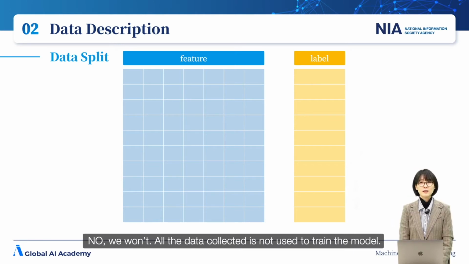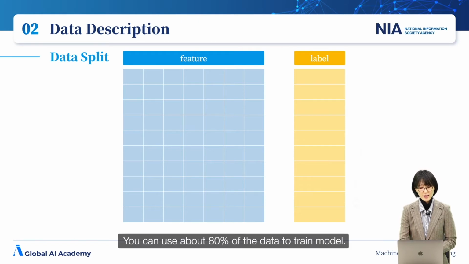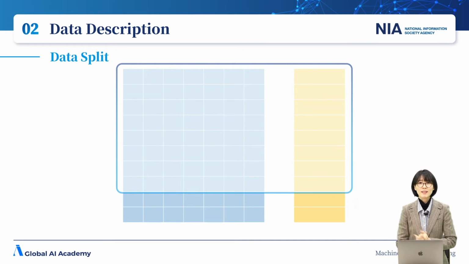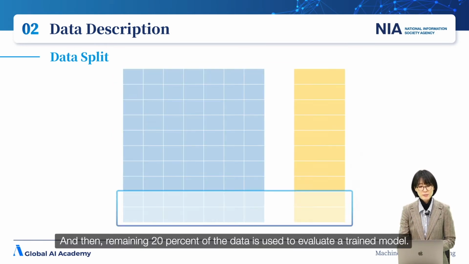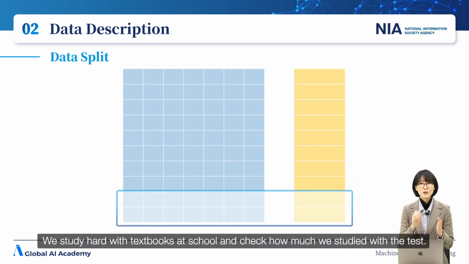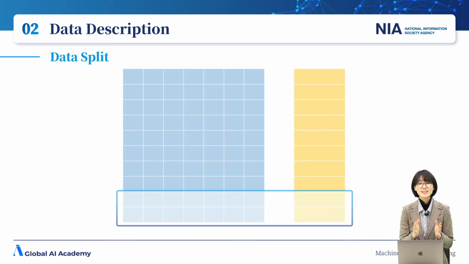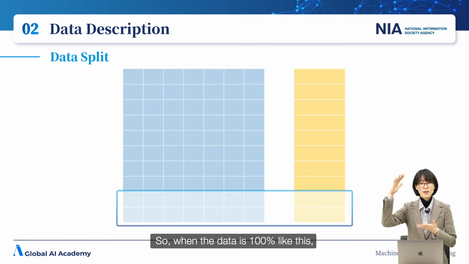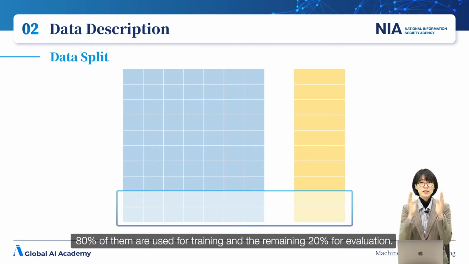Will we use all the data we have prepared to train? No, we won't. All the data collected is not used to train the model. You can use about 80% of the data to train the model, and then the remaining 20% of the data is used to evaluate the trained model. We study hard with textbooks at school and check how much we studied with a test. You can think of it as similar. So, when the data is 100% like this, 80% of it is used for training and the remaining 20% for evaluation.